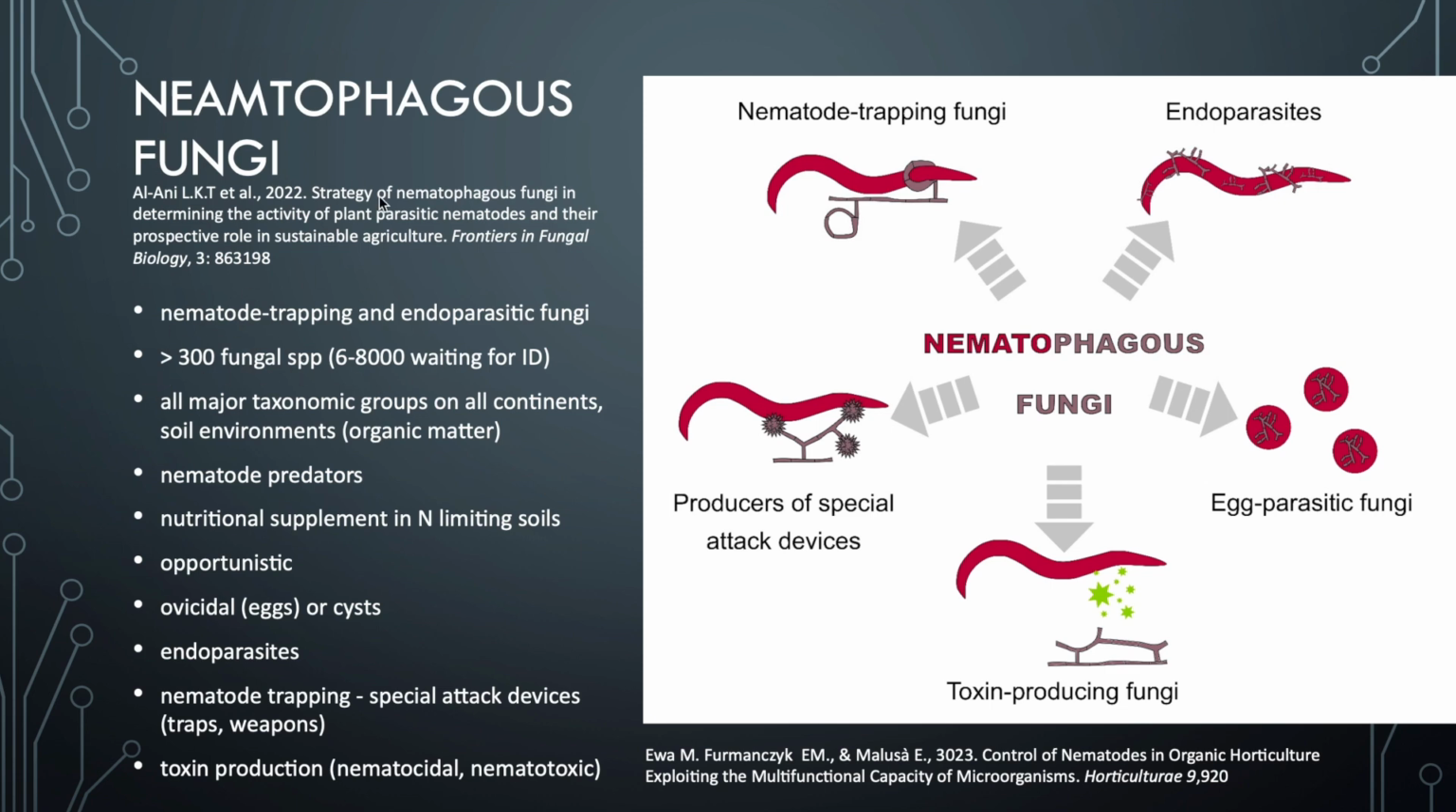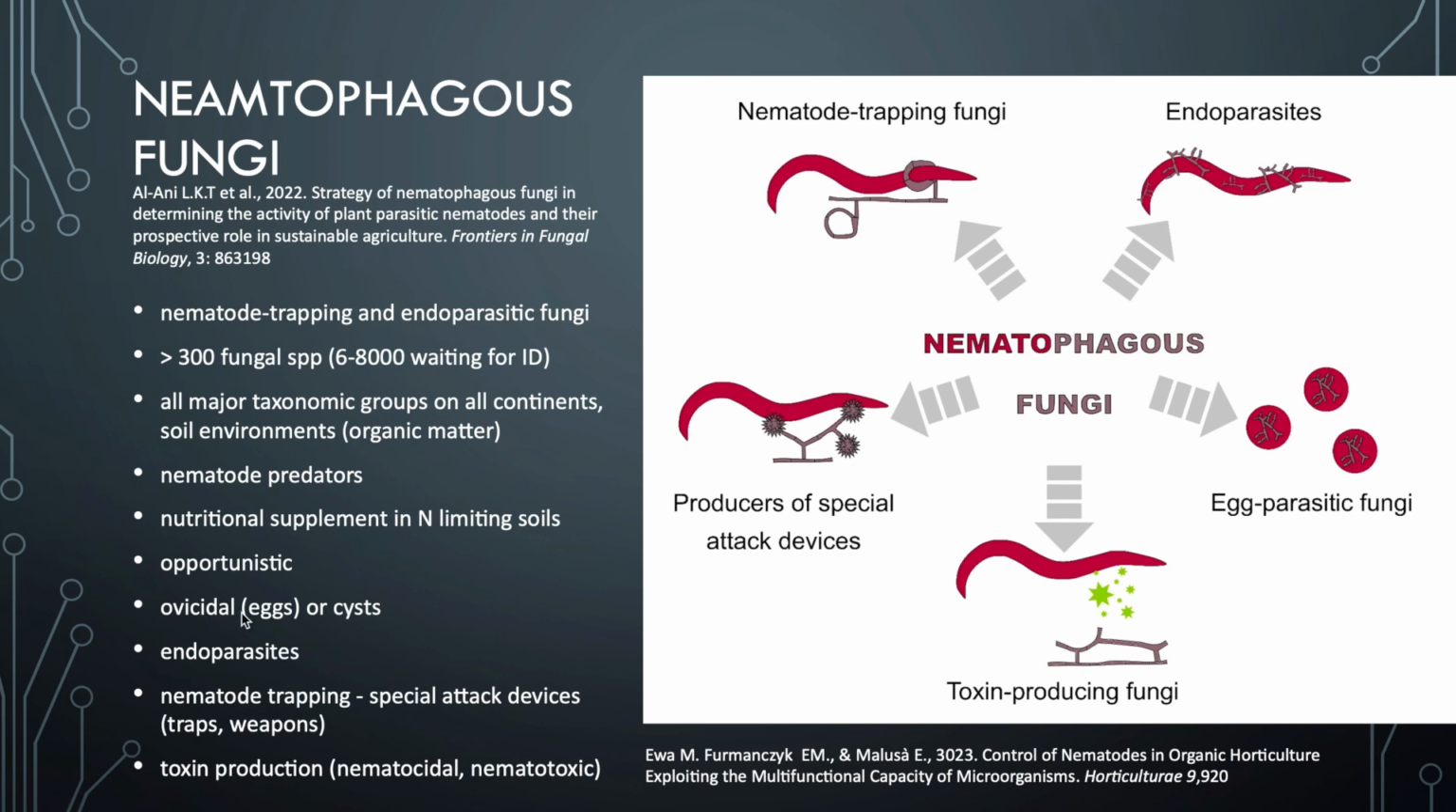Over 300 species now are reported to have been identified, but there are up to 8,000 of these fungi waiting for identification. These fungi exist across all the major taxonomic groups and on all continents and in all soil environments. And because many of them rely on organic matter as their main food source, they do prefer soils that do contain organic matter. So basically they can be classed as nematode predators, but really the reason why they develop this feeding behavior is to actually access nitrogen in nitrogen-limiting soils.